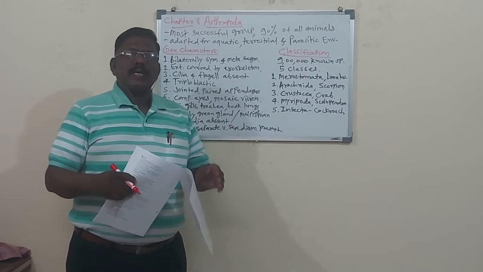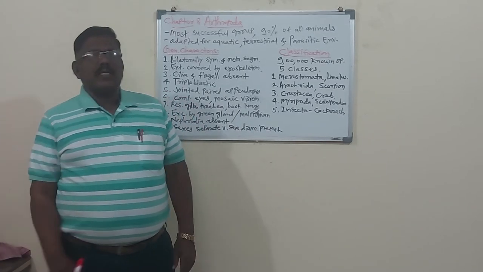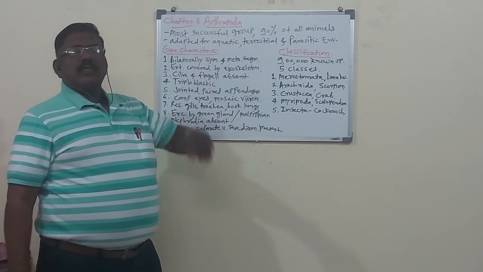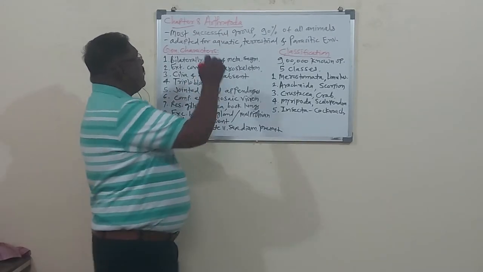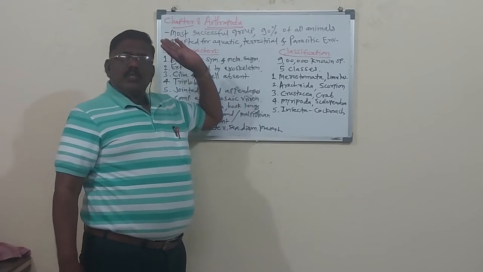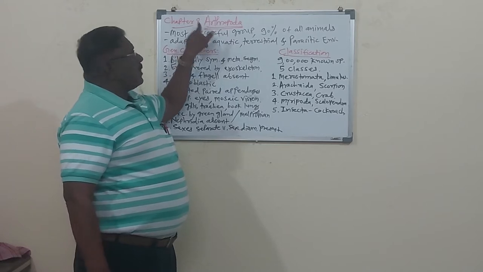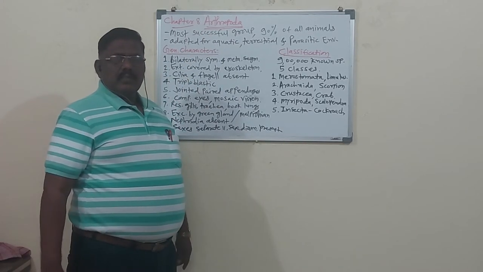Here the chapter Annelida is completed, and the last chapter from unit number 3 is Arthropoda. Serially, from the introduction to non-chordates to the earthworms, the chapter is number 8.